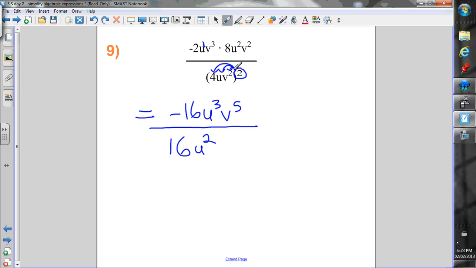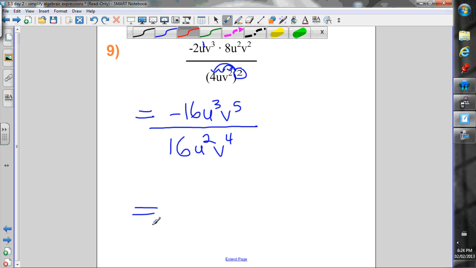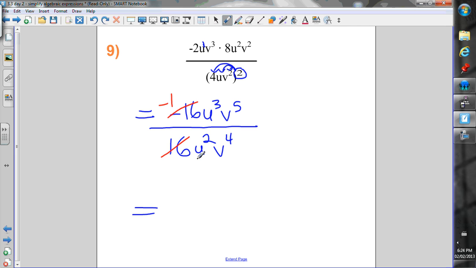And v squared squared, power of a power, multiply the exponents and keep the base the same. 2 times 2 is 4, so I have v to the 4. Okay? Now I'm going to simplify this. What I have, negative 16 divided by 16, that gives me negative 1. U cubed divided by u squared, 2 pairs are going to cancel, so take away 2 from that 3, I am left with a u to the 1.